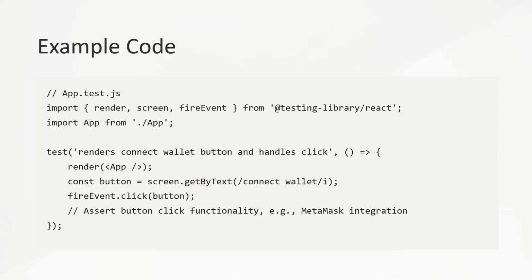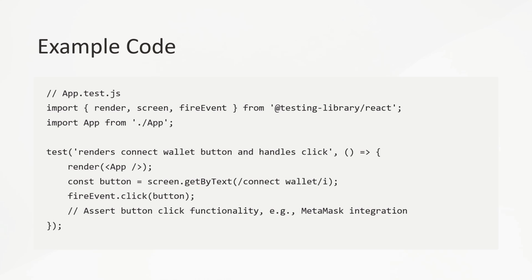The test code app.test.js is focused on rendering the connect wallet button and handling a click event, with a specific mention of asserting the button click functionality such as MetaMask integration. The test is designed to ensure that the connect wallet button is rendered correctly. It then simulates the click event on the button using the fireEvent.click function, triggering the associated functionality, which in this case includes the integration with MetaMask.